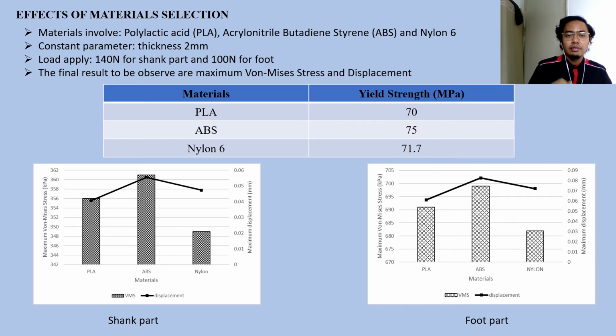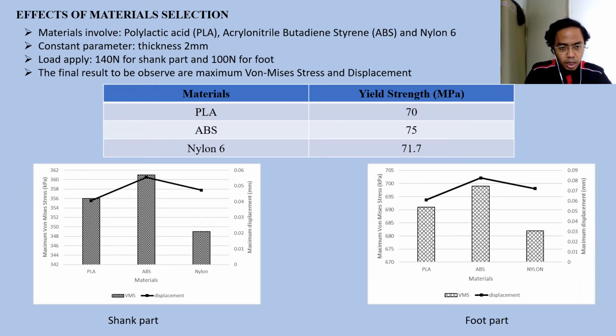Now, the final results to be observed from this analysis are the maximum bending stress of all three materials, and also the maximum displacement of all three materials. Now, the important mechanical property for all three materials is the yield strength. You may see it in the table.